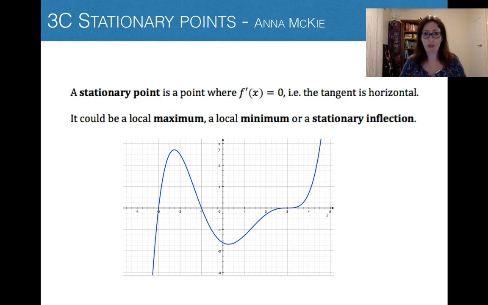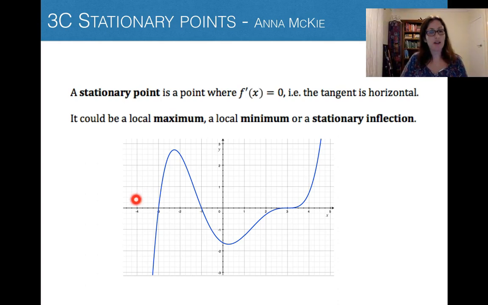So a refresher as to what they are. They are when the derivative is equal to 0, and that means the tangent at that point would be horizontal, so that the rate of change or the slope of that tangent would be 0 and therefore horizontal.